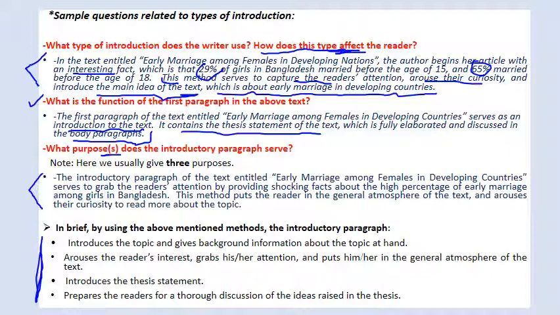Okay, introduces the topic, background information, arouses the reader's attention, grabs their attention, provides general atmosphere of the text, introduces the thesis, prepares the reader for a thorough discussion of the ideas raised in the thesis. You will choose 3 of those depending on what is appropriate for the text at hand. Okay, so you be the judge of that.